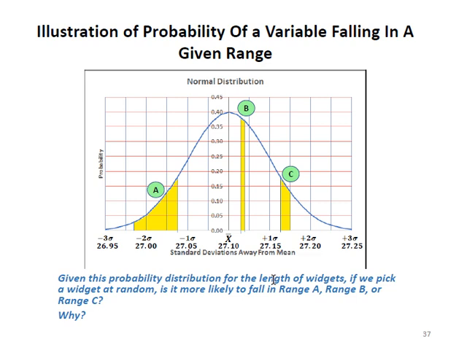Now we're going to start with a little problem. You are given a probability distribution, and that distribution is again length. We're measuring the diameter, the length of widgets, and we pick a widget at random, just taking one widget out of the 1000 diameter measurements you just did. The question is: is it more likely to fall in this range, in that range, or in that range? And you have to answer why.